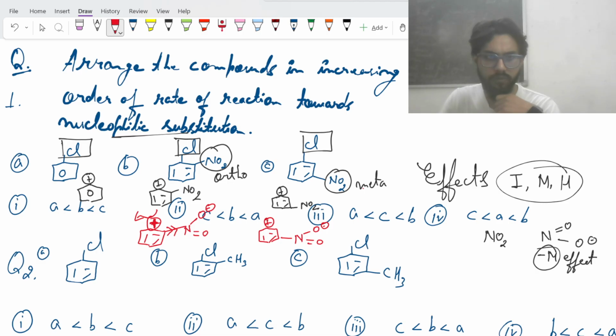This positive charge also increases here, right? Positive charge also increases here, right? And so definitely we need to select the B or C first, okay. So where the SN1 will favor, okay, SN1 will favor at this ortho or at this meta.